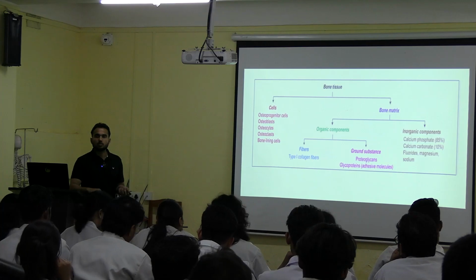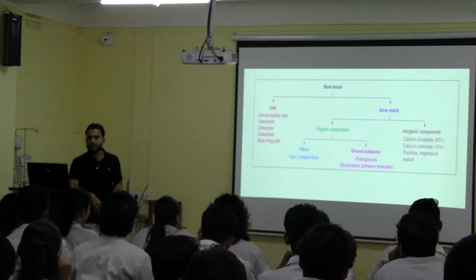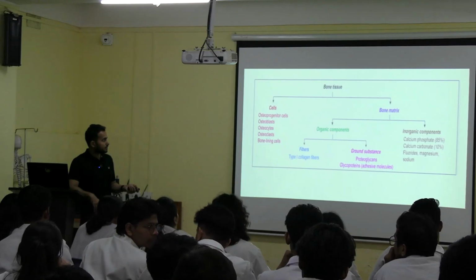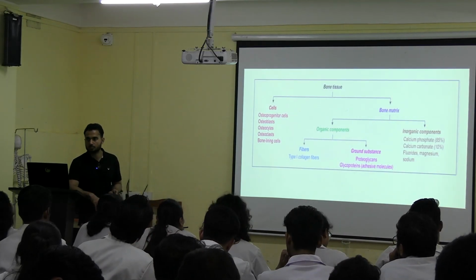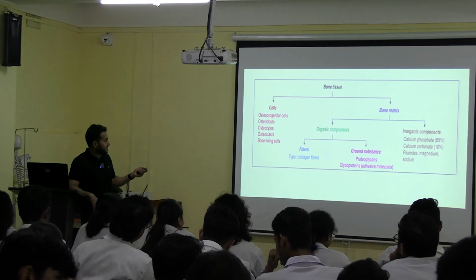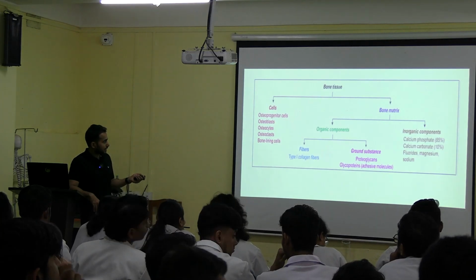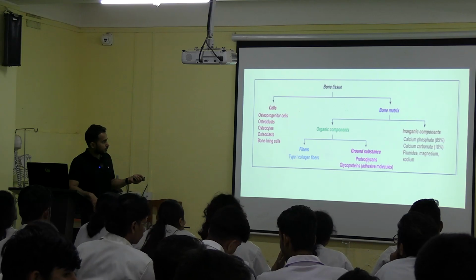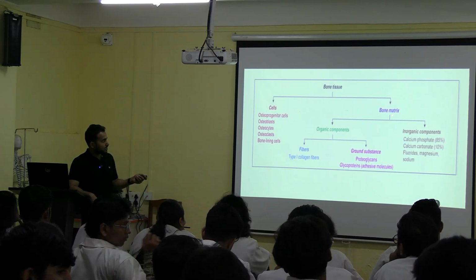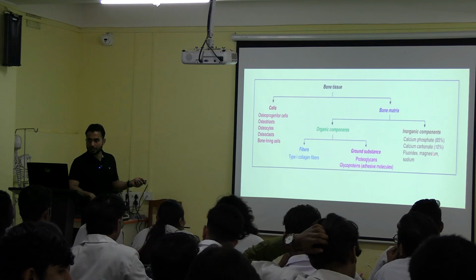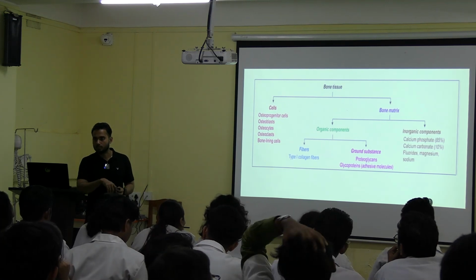Next, you know that bone is which type of tissue? Specialized connective tissue. That means it will have cells, fibers, and ground substance. As you can see, these are the cells, and this is the ground substance in which the fibers are present, along with proteoglycans and glycoproteins, and the bone matrix, where inorganic components are there, where calcium salts are deposited.